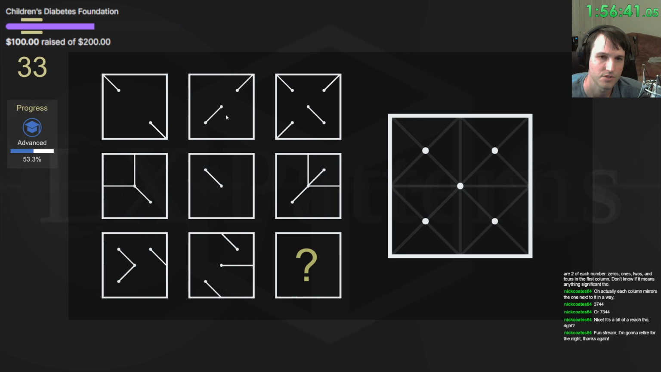The bottom one shifted one. Top one stayed the same. Bottom one shifted one. Alright, I think this is where I'm gonna stop.